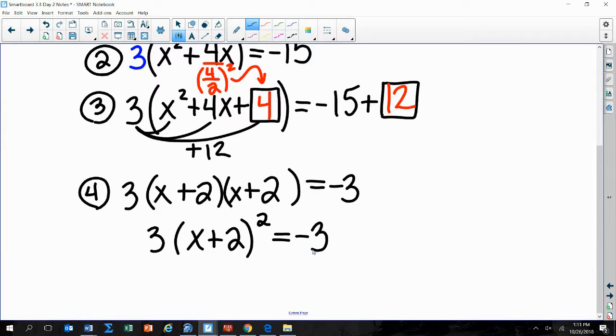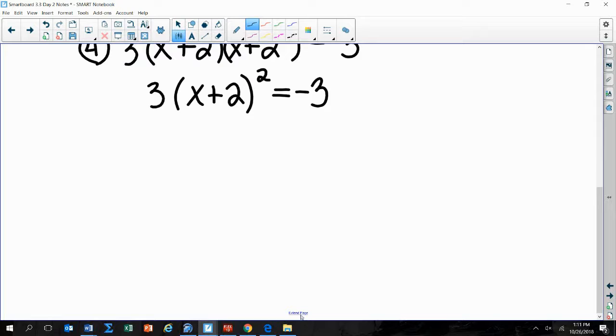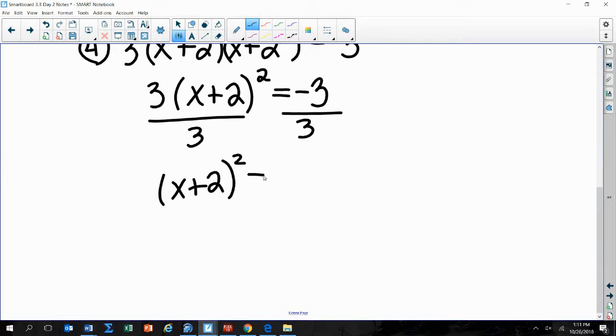So on the reference sheet it says factor the side of the equation with the x squared and x term. We now have something that looks like x plus p squared equals q. Okay, I've got this square root equation. What do I need to do before I can square root? Divide by 3, right? We need to isolate the x plus 2 quantity squared. Got to get what's being squared by itself. Okay, so I'm going to divide both sides by 3. We're going to get x plus 2 squared equals negative 1.